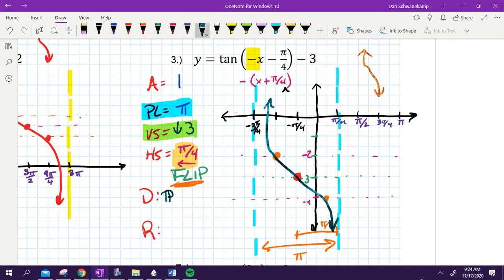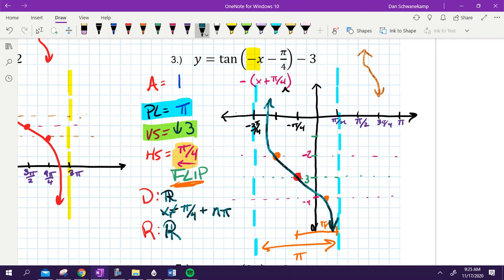Domain, all real numbers. X cannot be... where's an asymptote line here? At pi over 4. X cannot be pi over 4, and I'm going to add to that however long it takes me to get to another asymptote line. So how far is in between my asymptote lines? Pi, because that's my period length. So plus n pi. If I'm doing range, what's my range going to be? All real numbers.